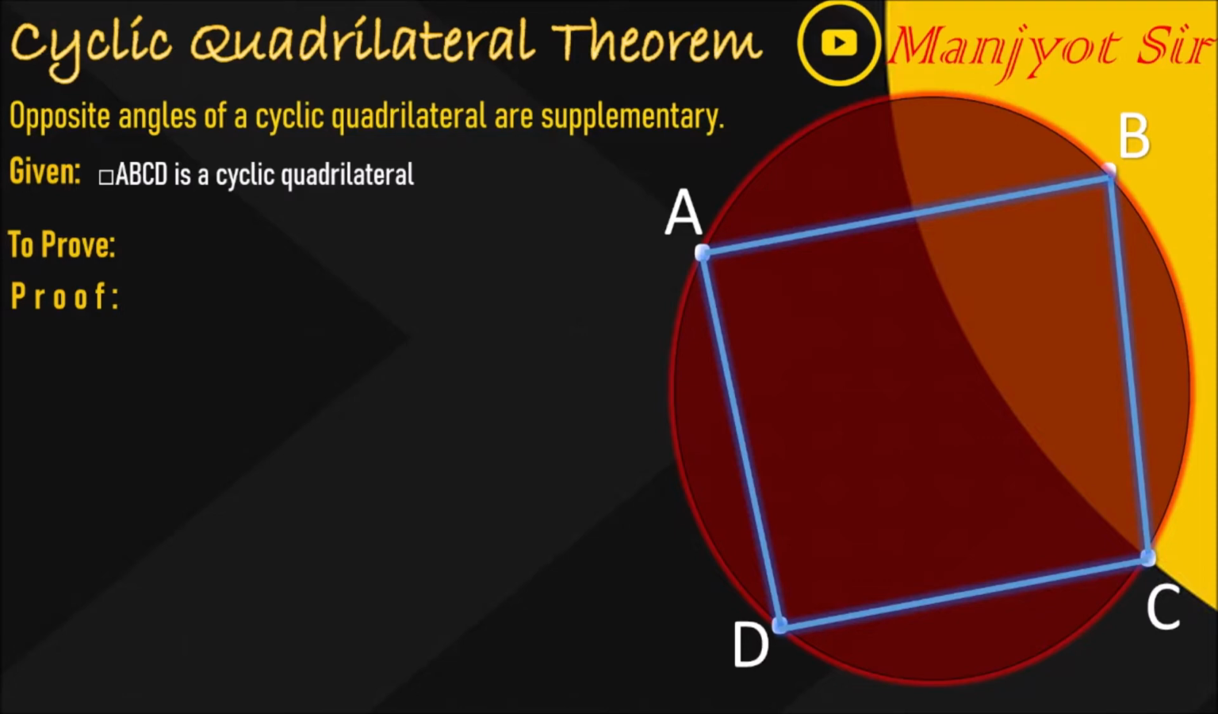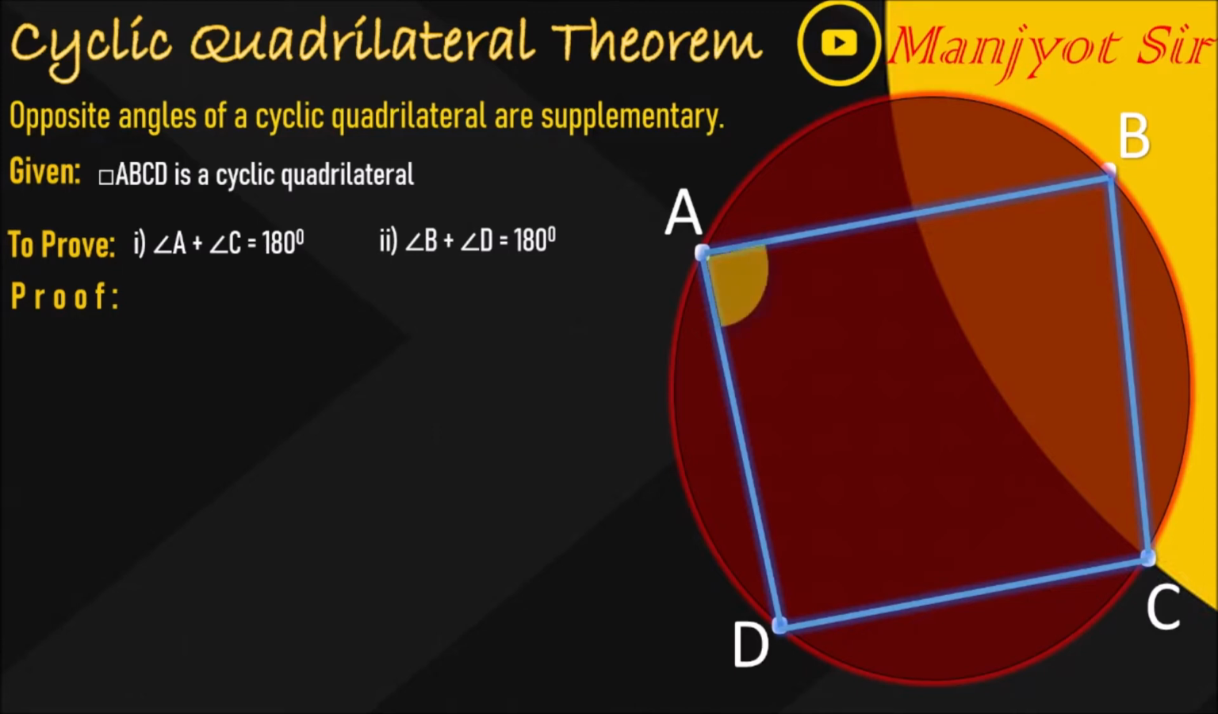That means we need to find opposite angles. Observe carefully. Angle A. The opposite angle of angle A will be angle C. So angle A plus angle C is supplementary, so it is equal to 180. And the other pair of opposite angles is angle B plus angle D, again supplementary, so it is equal to 180. So this is basically the cyclic quadrilateral theorem. It is very important. Remember, whenever you have a cyclic quadrilateral, the sum of opposite angles is 180 degrees, or you can say opposite angles are supplementary.